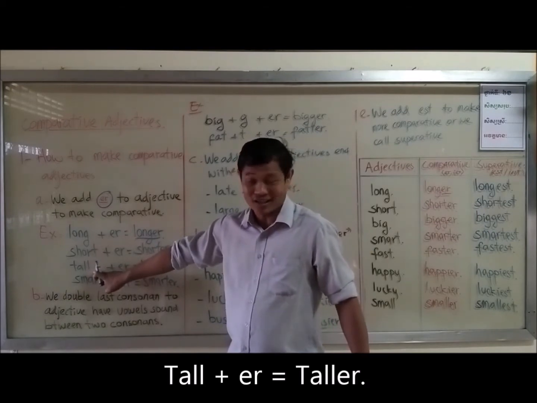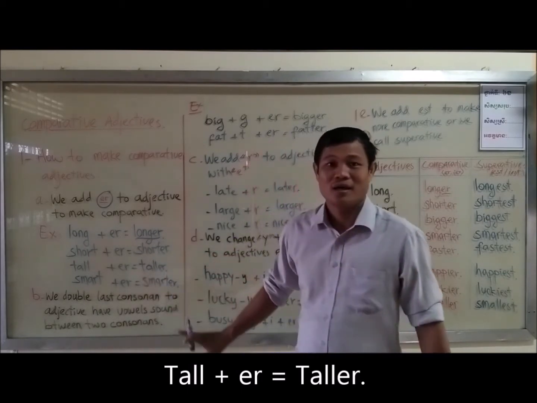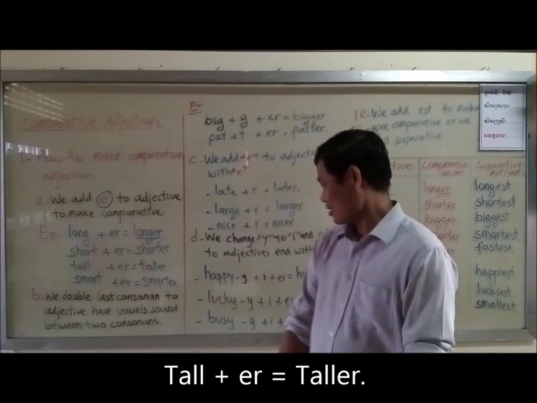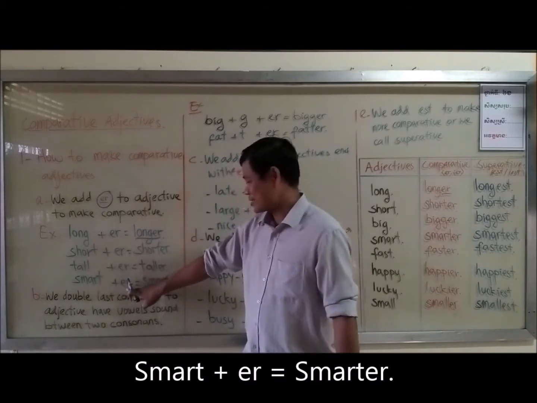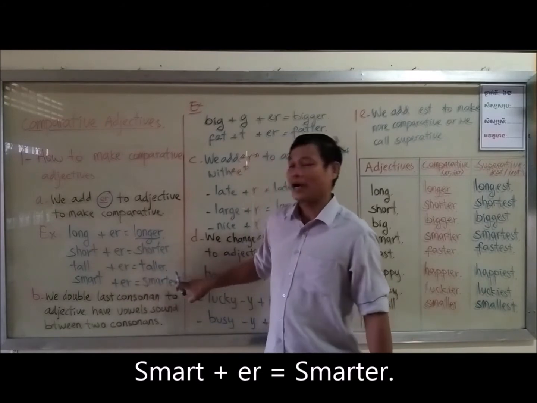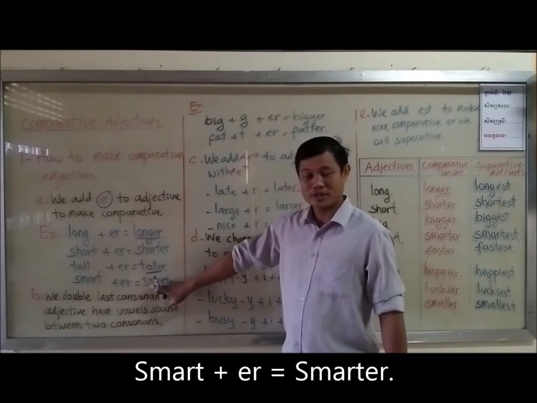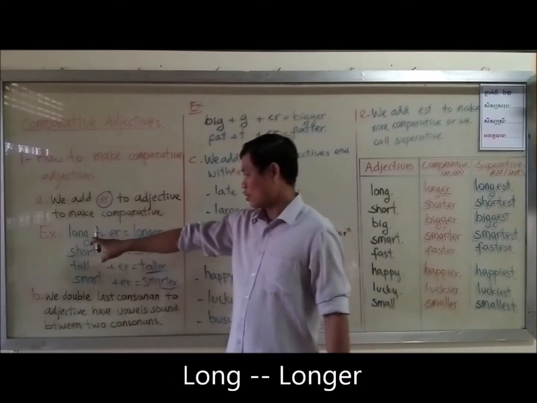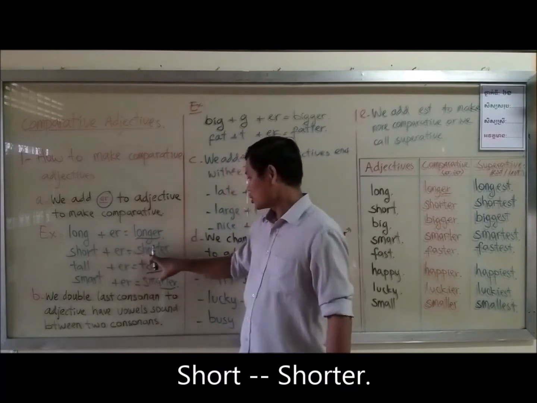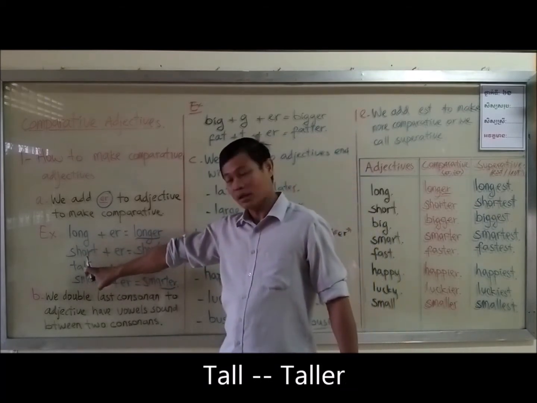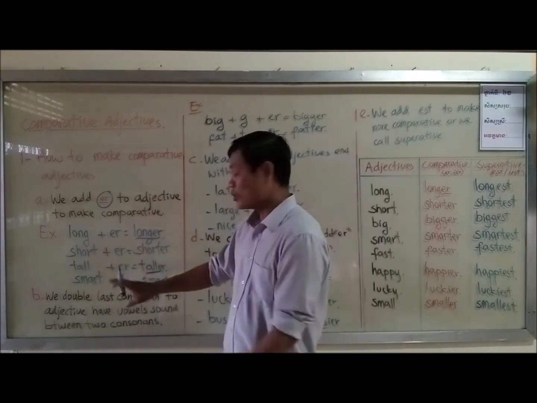Tall. Can you say tall? Plus er, taller. Can you read it? Taller. Okay, ready? Now, smart. Plus er, smarter. You say smarter. Smarter. Okay, now read again. Longer. Shorter. Taller. Smarter.